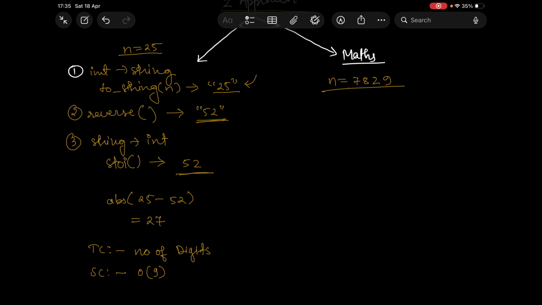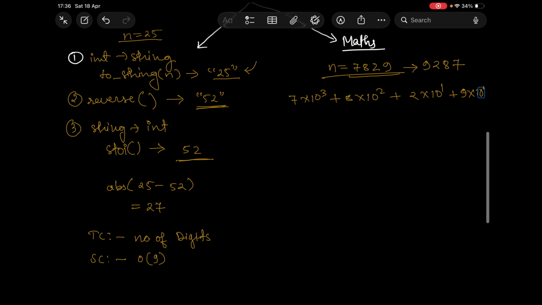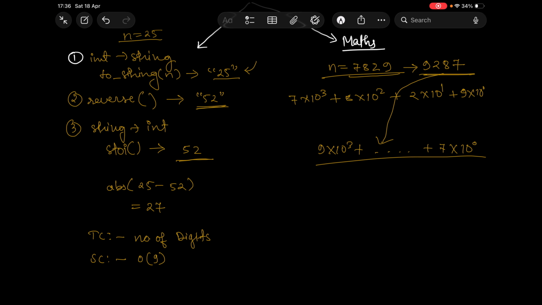Okay, with math, how can we solve this problem? If you know how the number 7829 is formed, it's basically 7 into 10 to the power 3, plus 8 into 10 to the power 2, plus 2 into 10 to the power 1, plus 9 into 10 to the power 0. That is how the number is formed. What is the reverse value of this number? It is 9287, right? Now, if we want to form this number, it would be simply 9 into 10 to the power 3 plus so on, plus 7 into 10 to the power 0. So this is how we would form this.